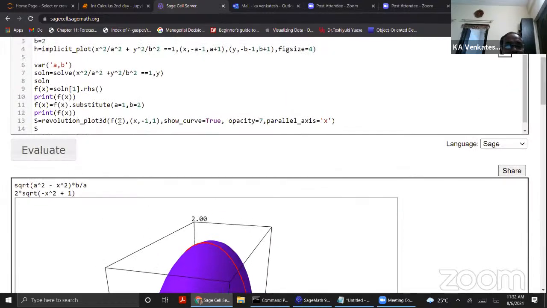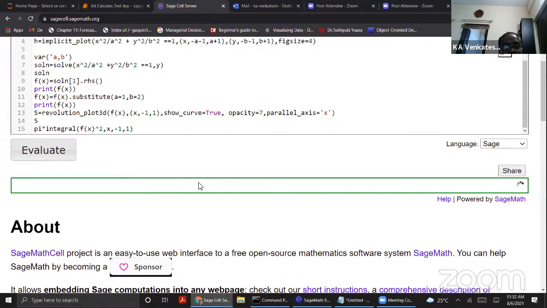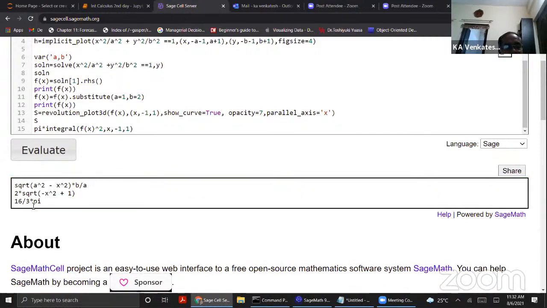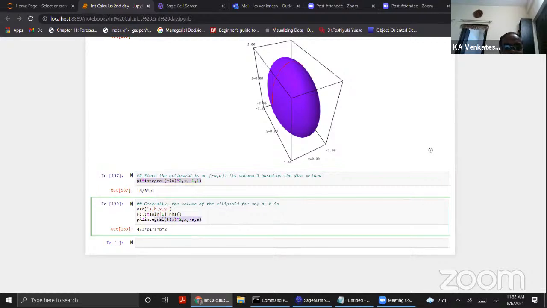Now once you've done this one, finally we have to calculate the volume created by revolution of this ellipse with respect to this. If you put this one, it gives some answer: 16 by 3 pi. So this is the answer. Now using this for a general ellipse, when you rotate it, what happens? That is what I put. The volume of the ellipsoid for any a comma b is one line. It gives this one. I'll put it directly.